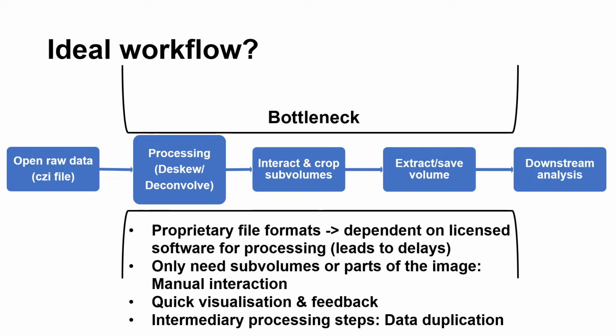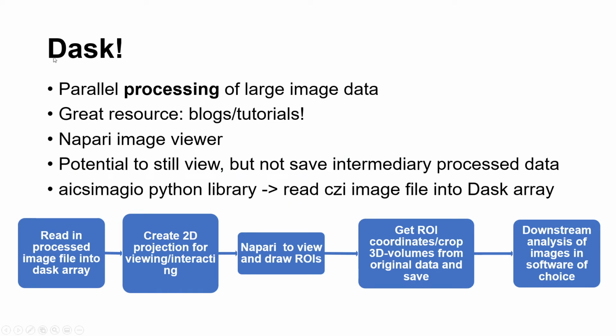And the other side is that because we have these intermediary steps of processing the data, every time the data is processed, you're saving the intermediary processing step. So you're having this data duplication that happens. You can imagine that if we have so many users and so many experiments happening, this can scale up very quickly, and you'll end up using a lot more space. So being able to release this from the start would be a very efficient way of doing the experiments and analysis. So this is where Dask comes in. Dask is great for parallel processing of large image datasets.